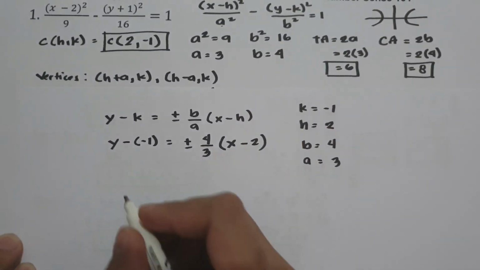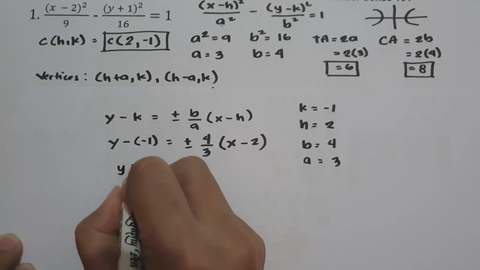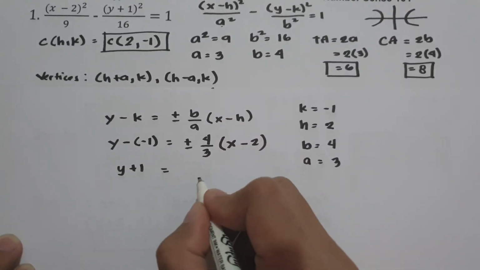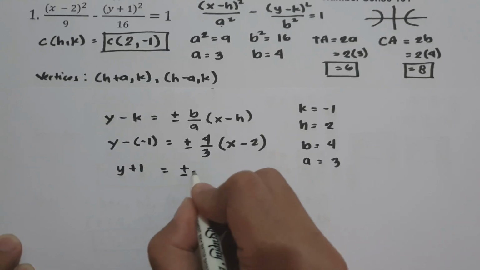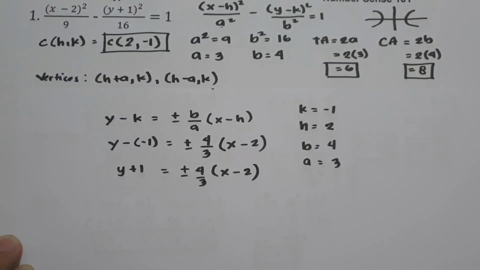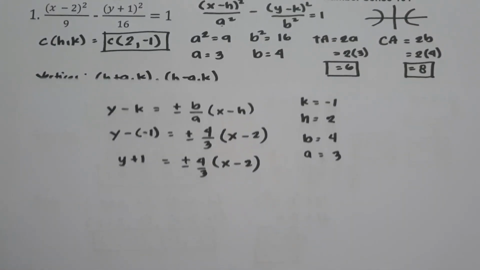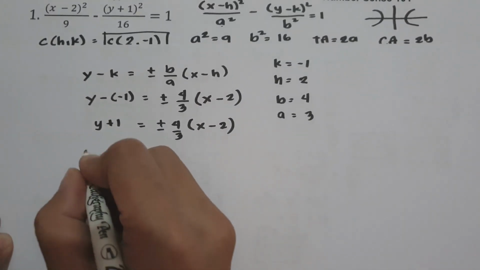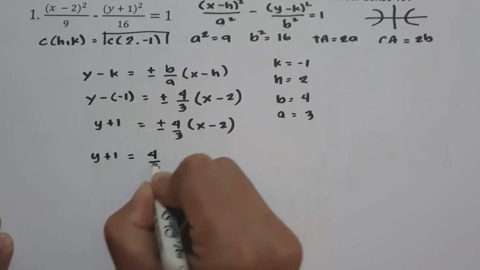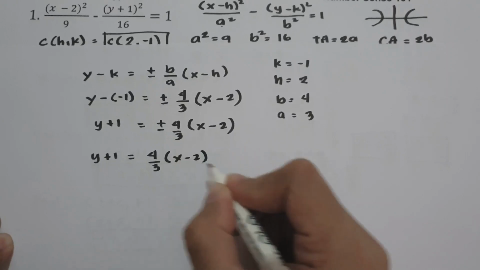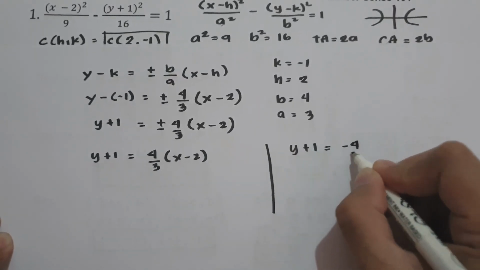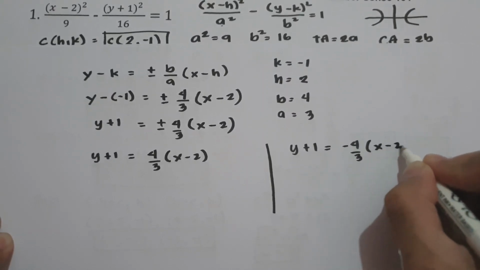So let us simplify. Let us have y plus 1, that is negative times negative is positive, and then we have positive or negative 4 over 3 times x minus 2. So if we are going to separate this one, we are going to have y plus 1 equals 4 over 3 times quantity x minus 2. On the other side, we have y plus 1 equals negative 4 over 3 times quantity x minus 2.